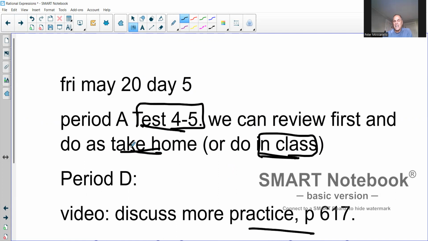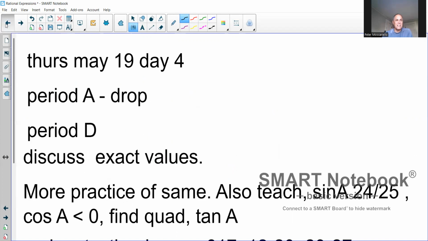Expect in class. I only put the take home in there in case something interrupts us, like meetings or whatever, where we get messed up. But don't you worry about that. Assume in class on Friday.